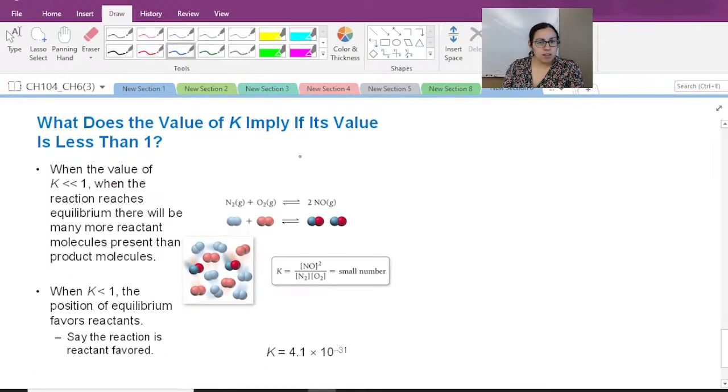And so then the converse, so now much less. Again, we'll just set it up simply: products over reactants. Now we're looking at this reaction of nitrogen plus oxygen makes NO, and it says that in this case, the value of K is 4.1 times 10 to the negative 31. I mean, that's crazy tiny. But of course, if we think about this, that kind of makes sense.